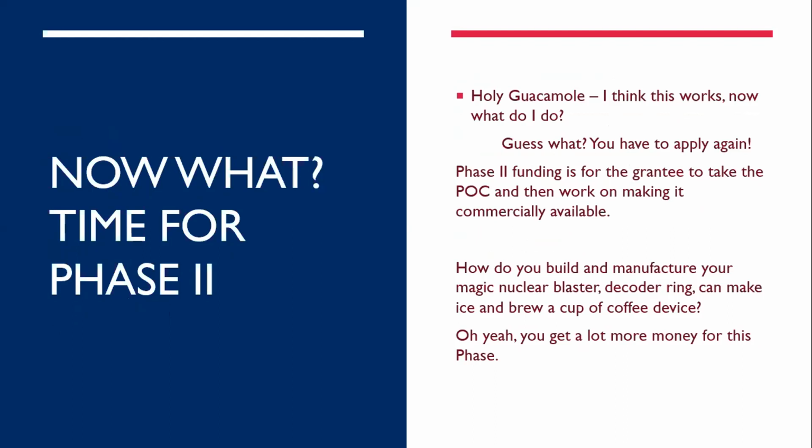And phase 2 funding is for the grantee to take the proof of concept phase 1 money and then work on making your product, your research, your technology commercially available. Because just like Lou said, the whole point of an SBIR or an STTR is to end up getting to the point where you have technology that is commercially available.